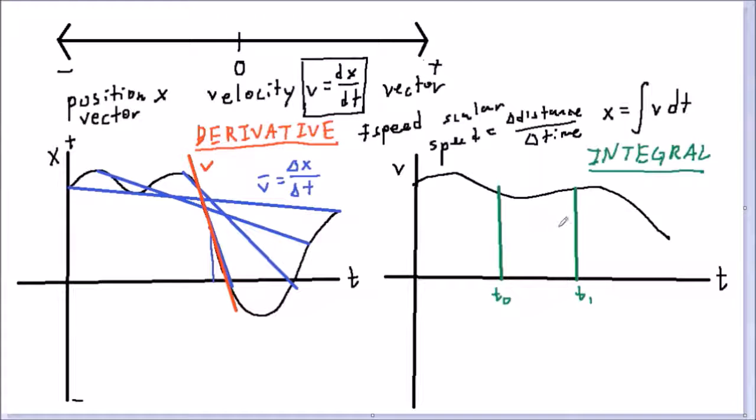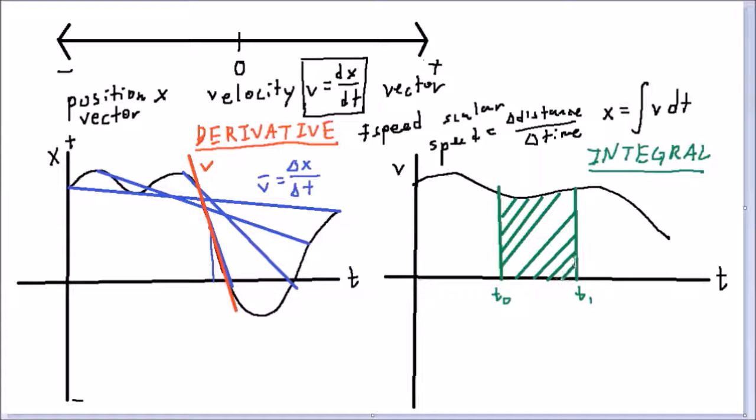So we want to find how much distance have we covered moving at whatever velocity function this is, from t0 to t1. Well, the integral is just going to be the area under the curve here. So for instance, if we somehow add up all this area over here, we can find the total distance that we've covered in this amount of time.